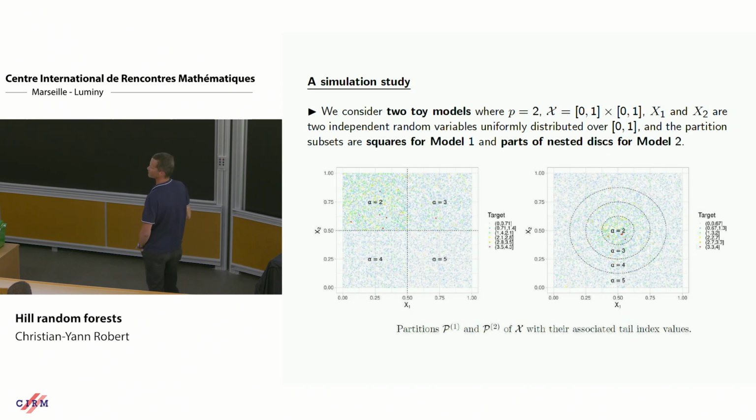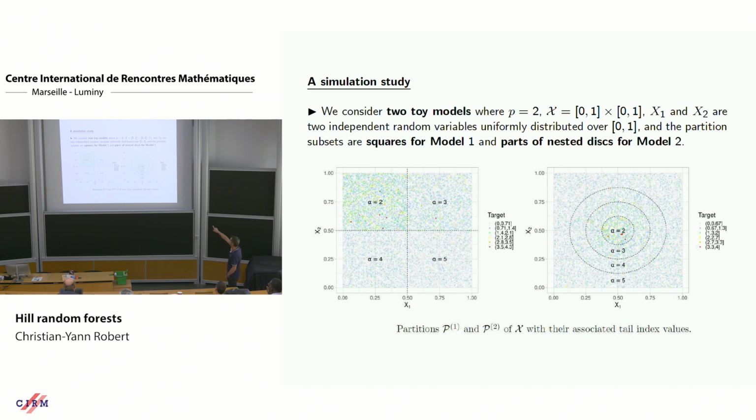The second one is actually more difficult. We assume that we have nested disks, where the value of alpha changes. So in the center, you have the value 2, then 3, 4, and 5. But it's very difficult here, because you have to be able to split your space with lines to obtain circles. So it's not easy.